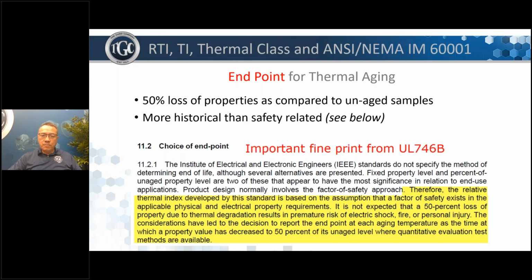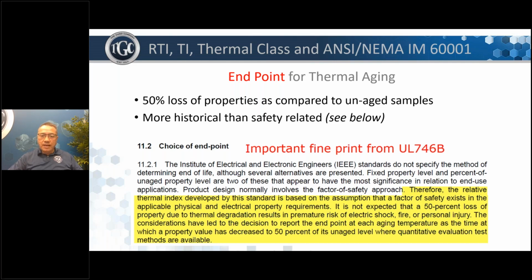And in order for us to measure the degradation, we have to define an endpoint, the point where we say the material has degraded. And UL uses 50% loss of property as compared to the original sample or unaged sample. One thing I like to point out here is that the 50% is more historical than safety related. Under UL 746B, section 11.2, it kind of assures the user that if the material degraded to half of its initial property, it does not mean the material is unsafe to use or the appliance that uses the material is not safe. It is just that the 50% is used historically for the RTI and TI determination, and all the data are based on 50%.